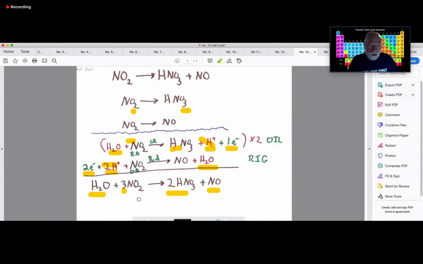Now, how about agents? The top one, oil. Oxidation is losing, so the top one is oxidation. And the bottom one, rig. Yeah, the bottom one, reduction is gaining, so it gains, that's reduction. Now, how about the agents? Well, the oxidizing agent must be NO2, and the reducing agent is NO2. Kind of wild, the same chemical as both the oxidizing and the reducing agent. Okay, I'm now going to pronounce you experts on the half reaction method. And again, it's my preferred method. I hope it makes sense to you.